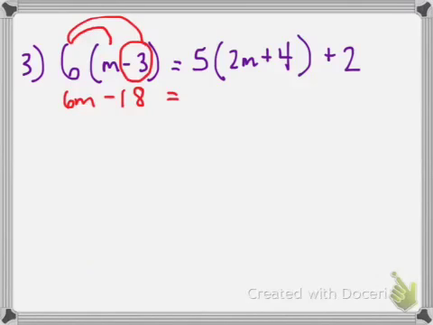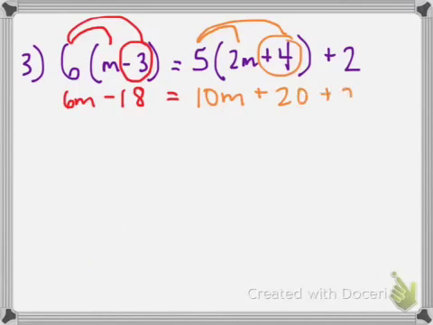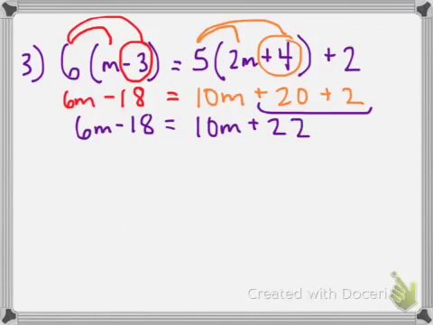On the right side, let's distribute. 5 times 2m I know is 10m. 5 times this positive 4 I know is positive 20, so plus 20. Then bring down my plus 2. That looks funny. 20 plus 2. And then my second step, combine like terms if necessary. On the left side, I can't combine anything because they're unlike terms, so 6m minus 18, I keep it. On the right side, I can combine the constants, so it would be 10m plus 22.